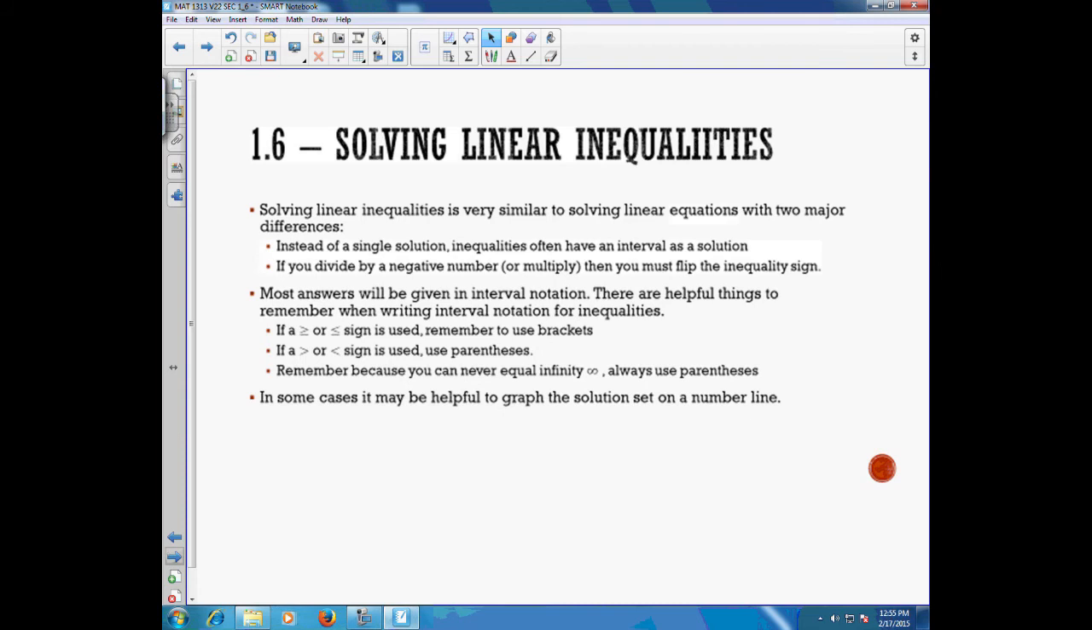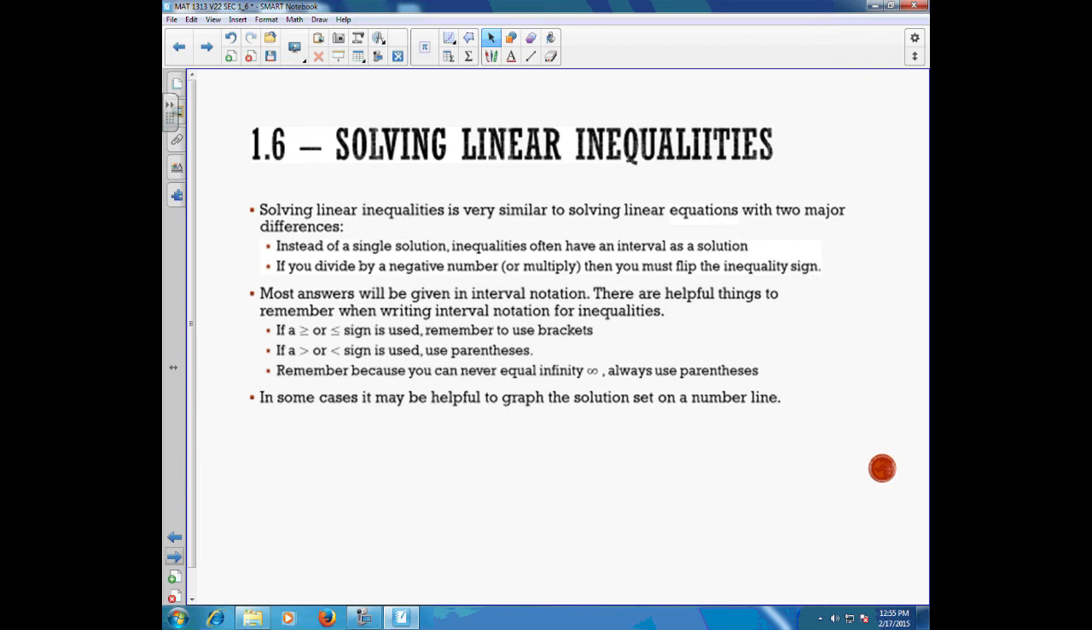So the steps for solving a linear inequality are very similar to solving a linear equation, the same steps we just did, with two major differences. First of all, instead of a single solution, inequalities often have an interval as a solution. So they have more than one number that would be a solution.